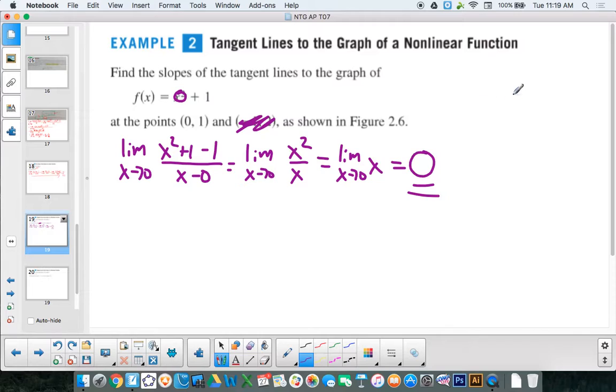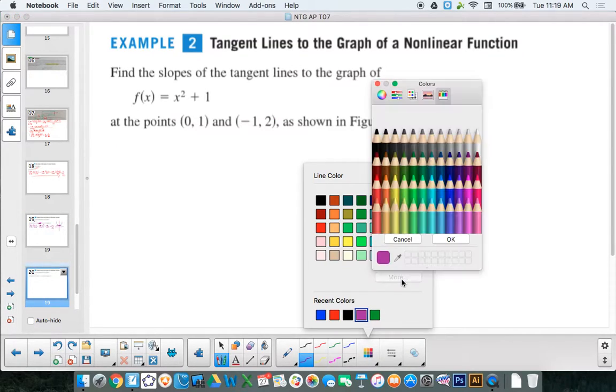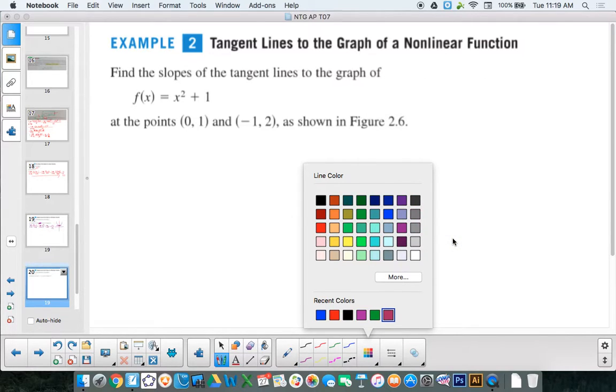And if you look at a graph of it, you should know what x squared plus 1 looks like. You can see it bottoms out there. It has a slope of 0. Alright, try the next one. We'll do it in maroon.